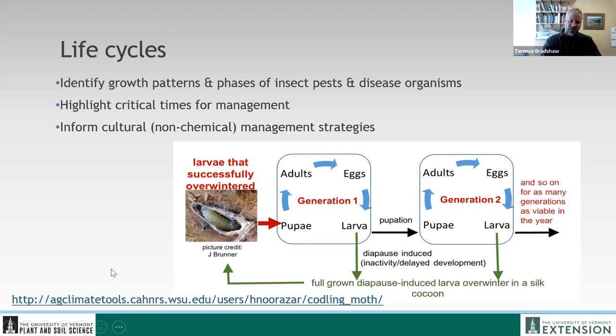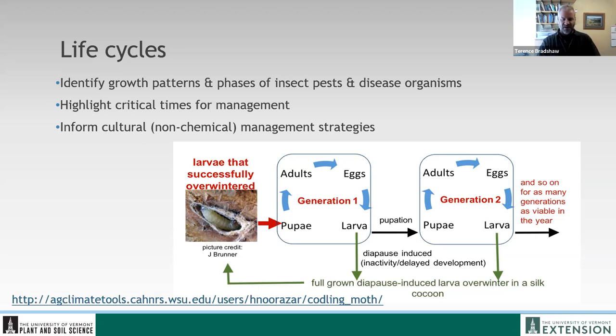But if we look at the way these insects are, we can recognize that there are certain parts of this life cycle where they are more susceptible to other tactics, and maybe more susceptible to more narrow-range, biologically focused materials that would allow us to target a very specific point.